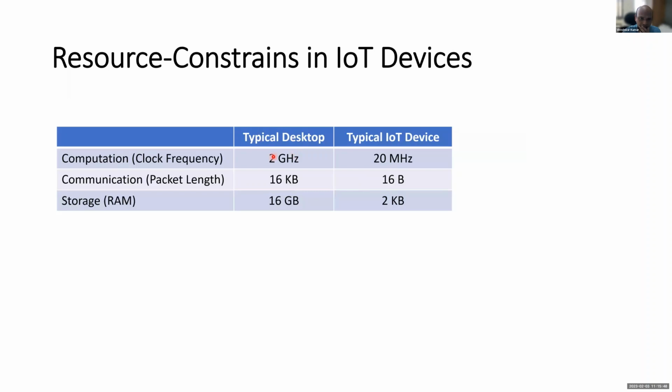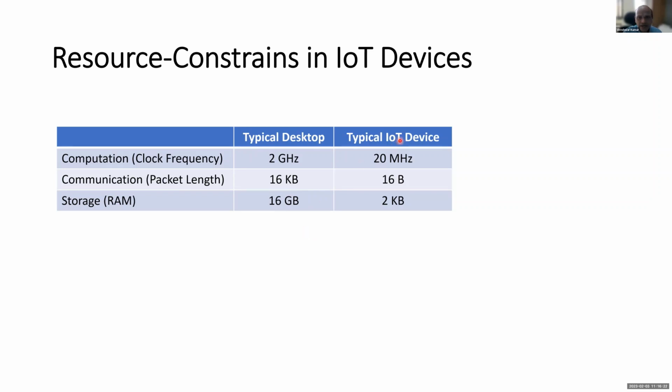So if I look into a typical laptop or typical desktop on which I'm trying to implement these cryptographic algorithms, the clock frequency is around 2 gigahertz or so. The packet length, the communication protocol, whichever is being utilized, is self-sufficient. It has sufficient bandwidth. We can use very large packet lengths, and of course, it has a large RAM in which I could do a lot of computation. I could store a lot of things and retrieve a lot of things.